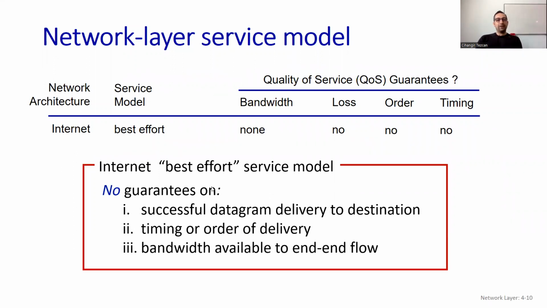As we can see, the internet's best effort service model has no guarantees on successful datagram delivery to the destination. They call that at the TCP. We have to do this reliability by ourselves, by devices checking if a packet is received and so on. Last time we talked about this. Also, no guarantees on timing or order of delivery, and no guarantees on bandwidth available to the end-to-end flow. So it is almost not everything.